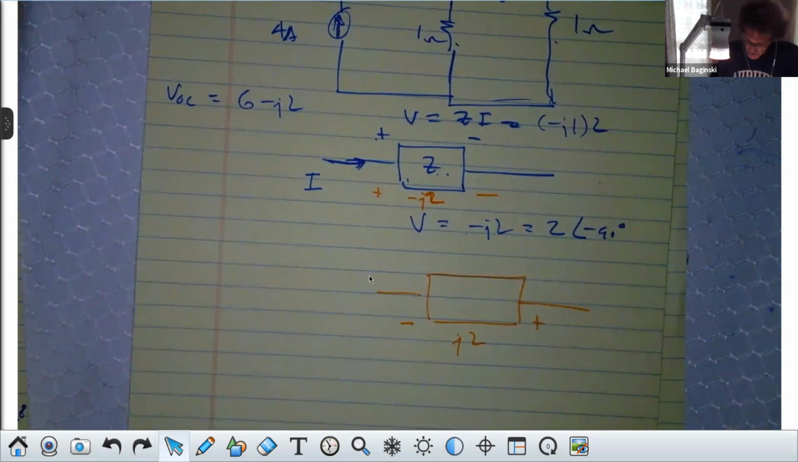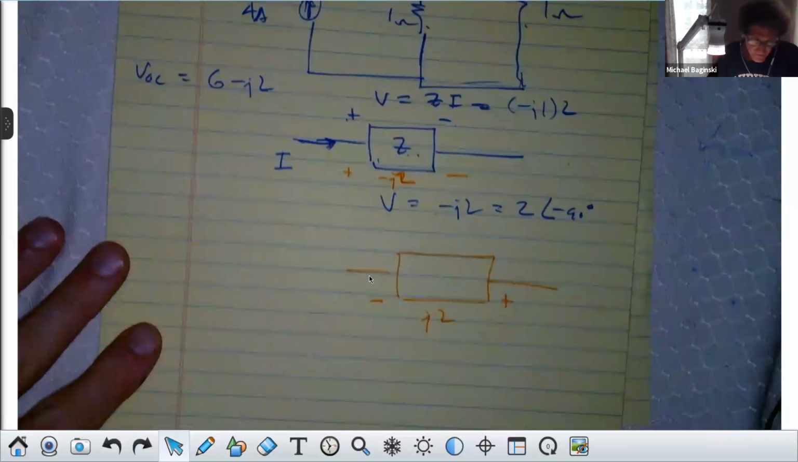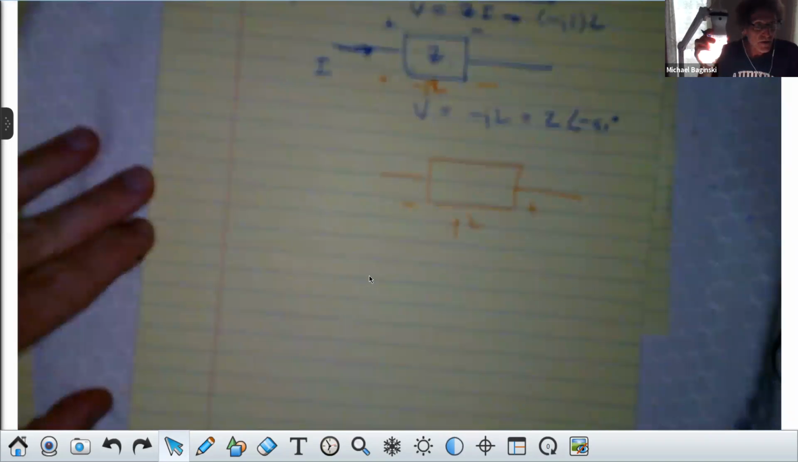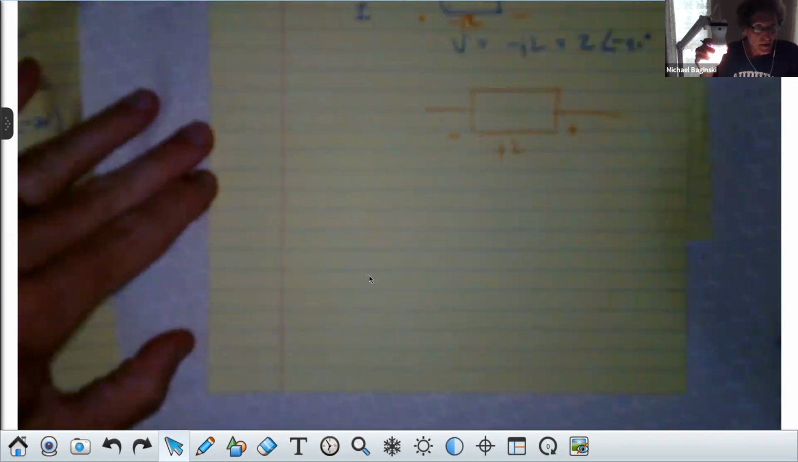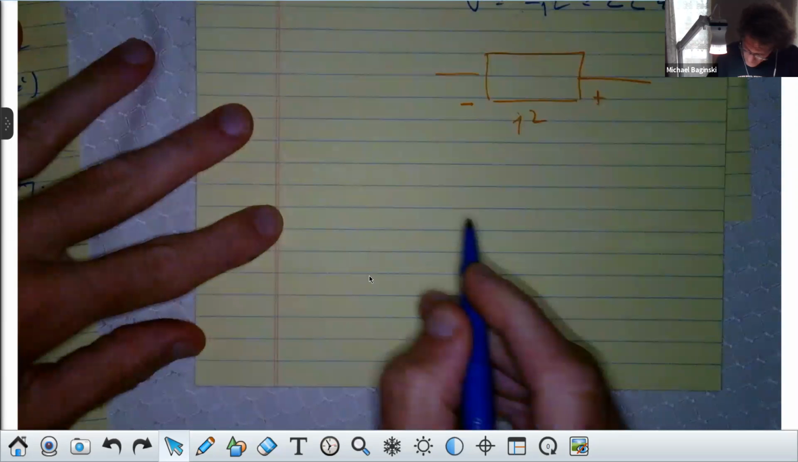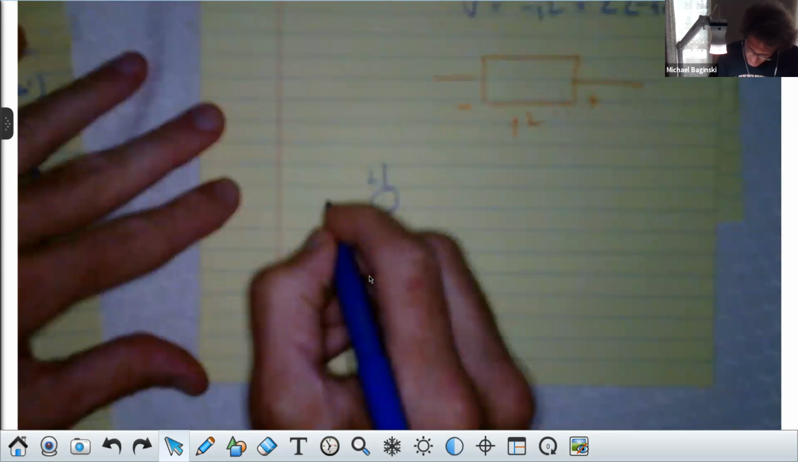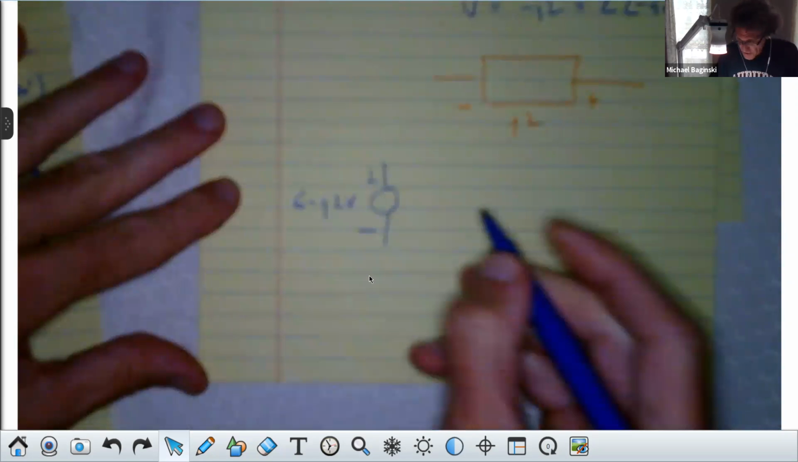So we got the open circuit voltage. I'm going to draw it here. This is my Thevenin circuit. Forgive me for moving a little fast, but this is going to be the Thevenin equivalent circuit. And it has an open circuit voltage here, plus to minus, 6 minus j2 volts. That's the open circuit voltage.